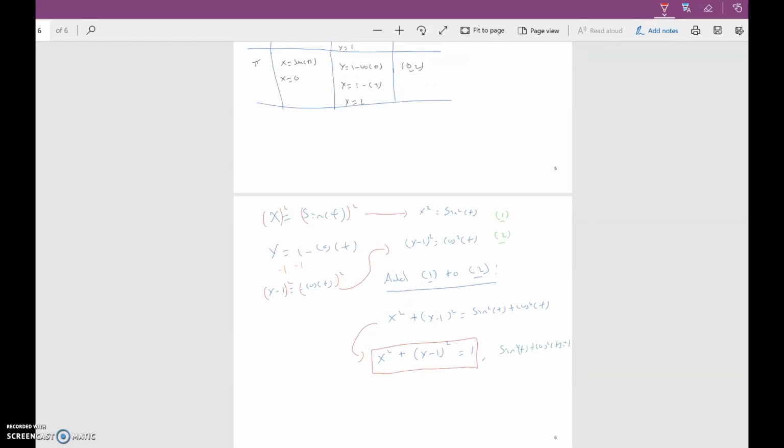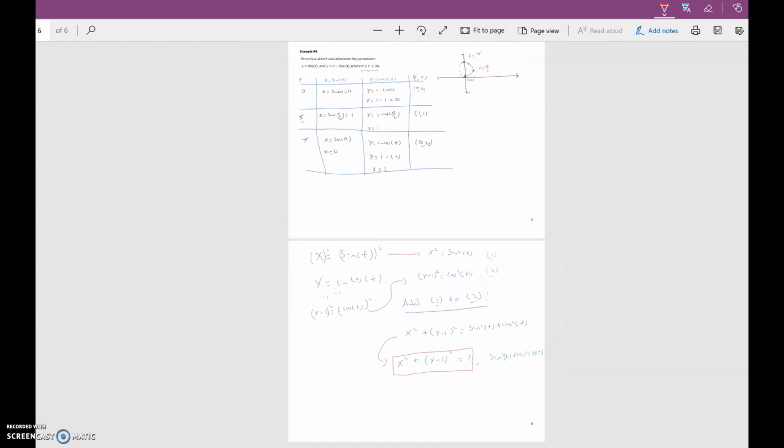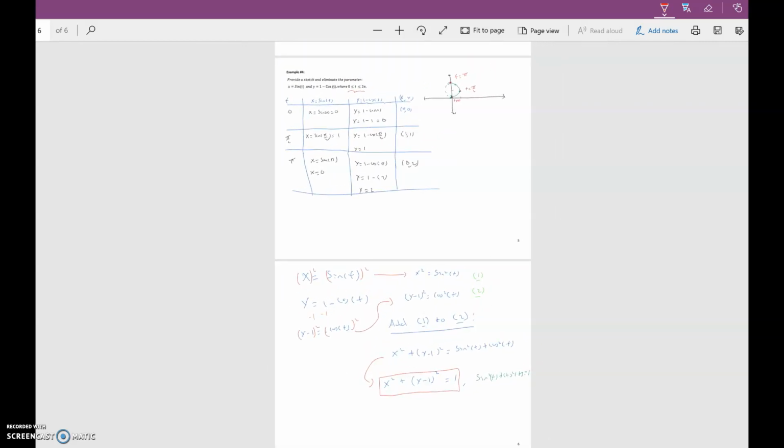No need for a disclaimer on x squared plus y squared. It's a circle. So we would have the same answer on this one.